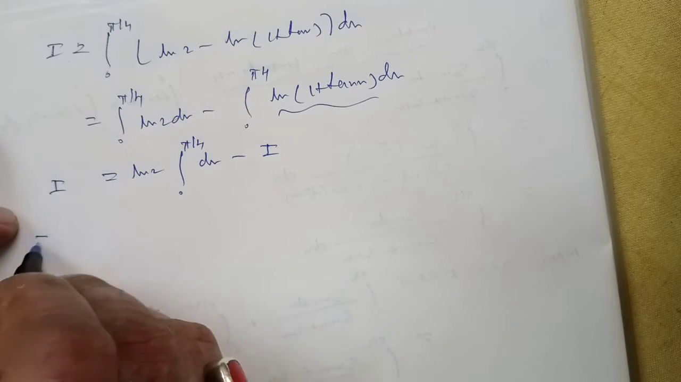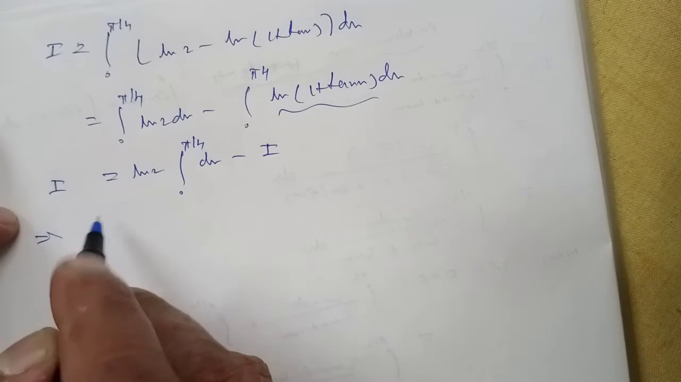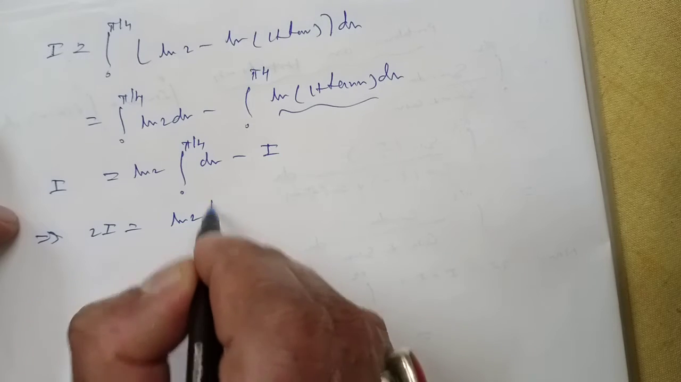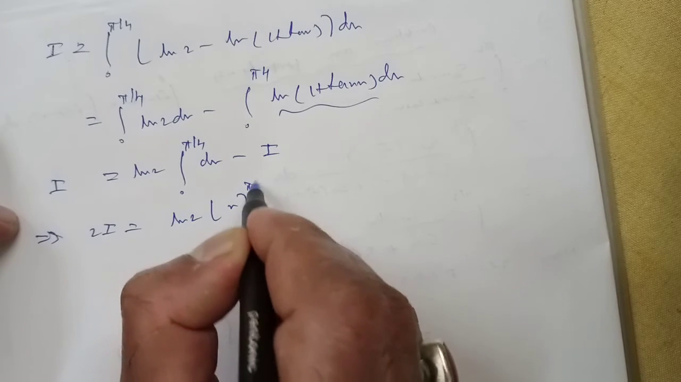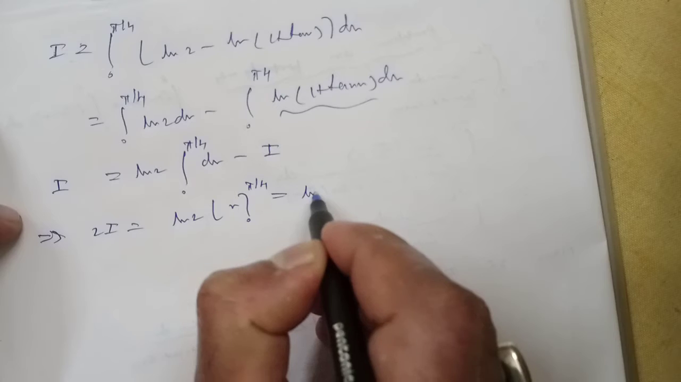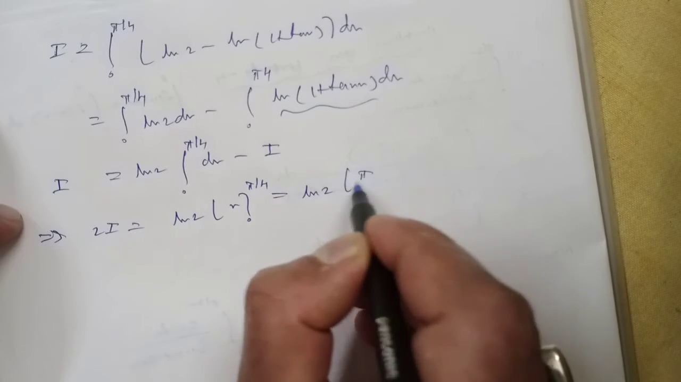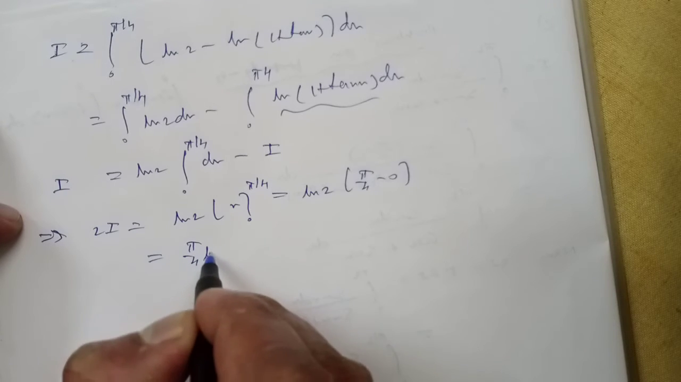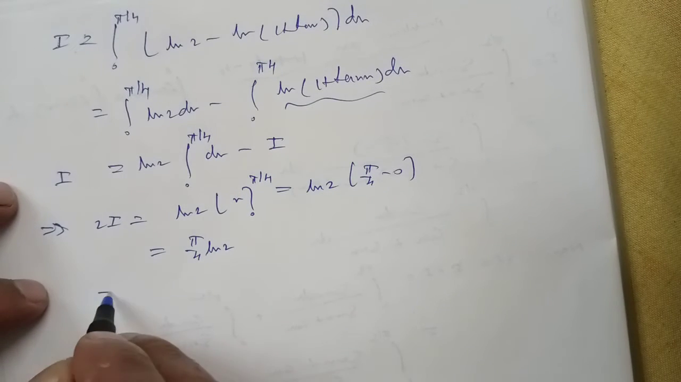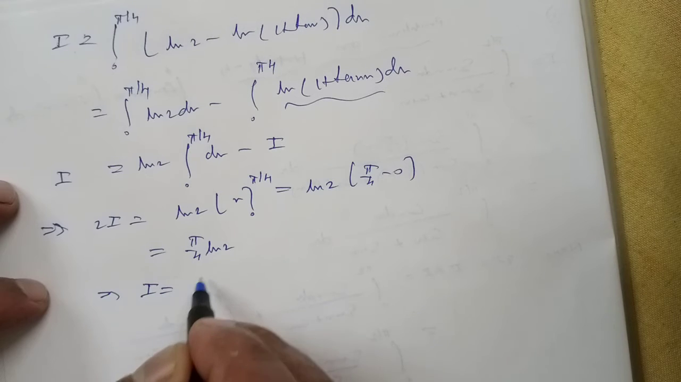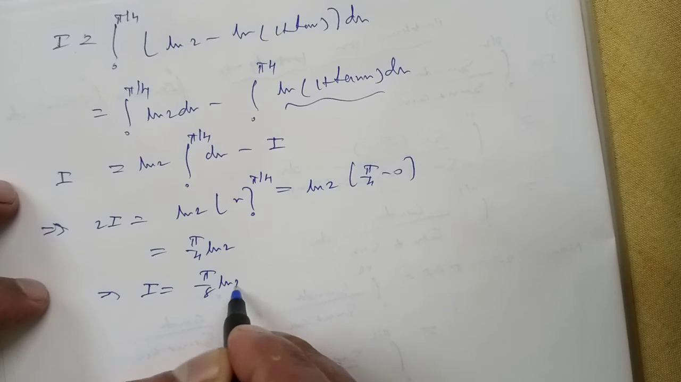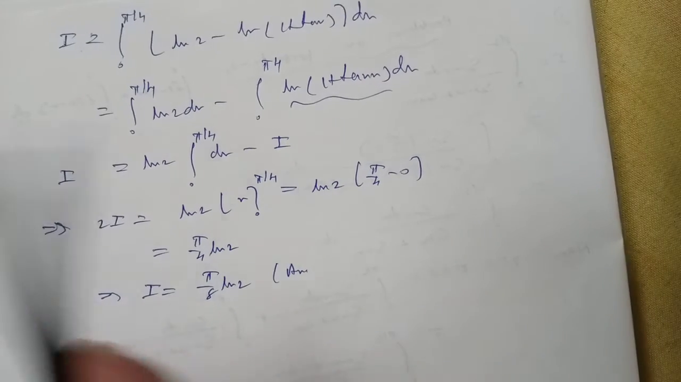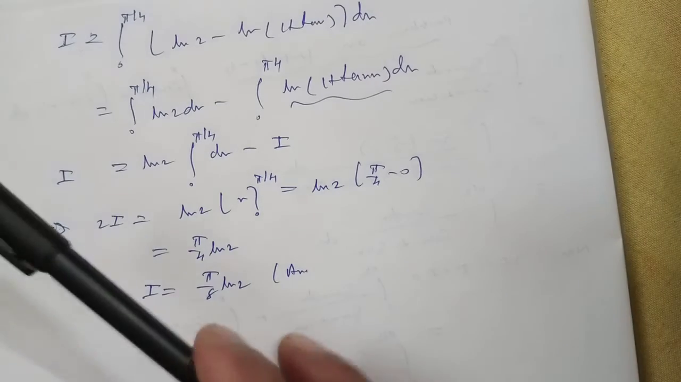So if you take this I to the left hand side, you get 2I equals ln 2 times x from 0 to pi by 4. So you get ln 2 times (pi by 4 minus 0), which is pi by 4 ln 2. So 2I equals pi by 4 ln 2, so your original integral will be pi by 8 ln 2. This is your answer. This is an important problem, frequently asked in different exams.